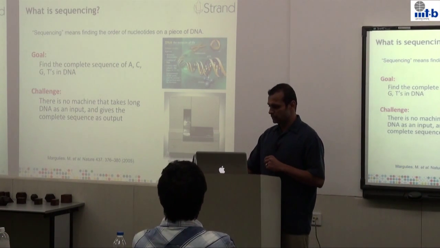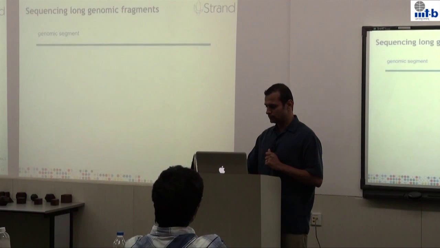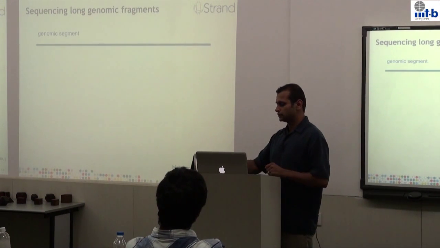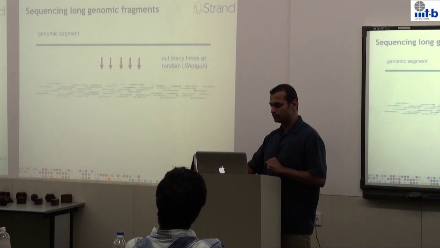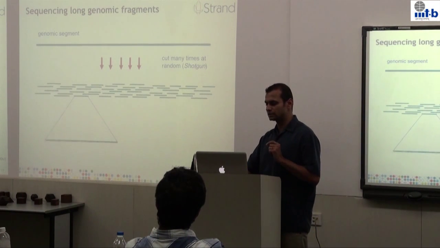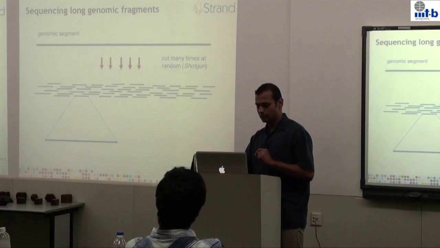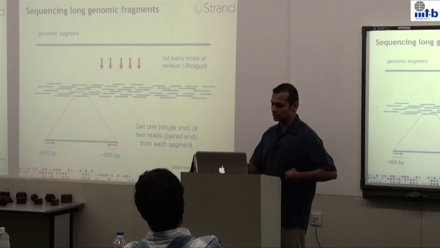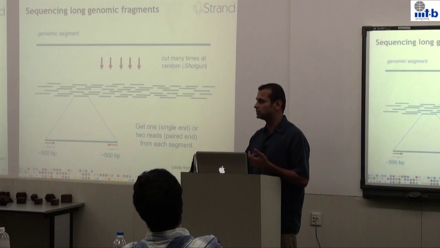There is no technology where a machine can take the entire DNA and read it and give it to you. So we have to divide that into very small segments and then read those segments instead. You can either read that segment from one end, or you can read that segment from both ends, and that way you get single end data or pair end data.